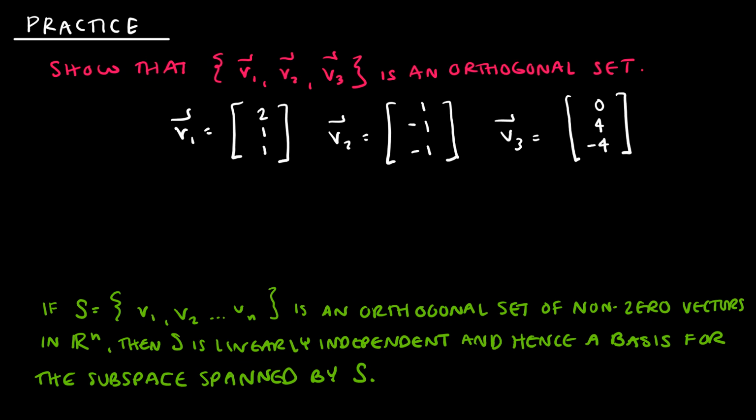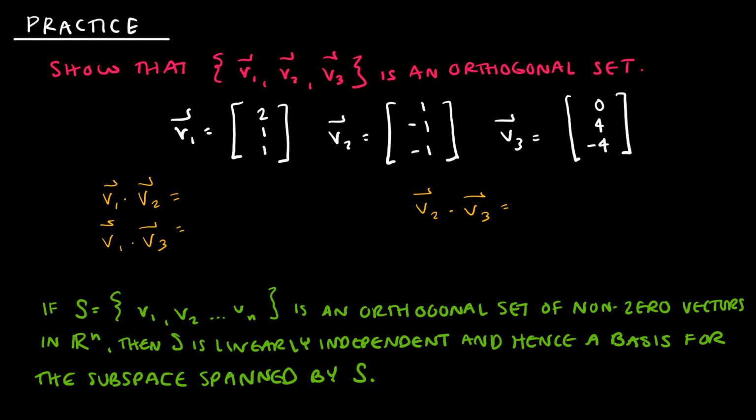Let's take a look at another example together, and we're going to get to that stuff in green in just a moment. So let's focus on the top of the slide. Let's show that the set of vectors v1, v2, v3 is an orthogonal set. Just as we did last time, I'm simply going to find the inner product of v1, v2, the inner product of v1, v3, and the inner product of v2, v3, and if they are all 0, then I have shown it's an orthogonal set.